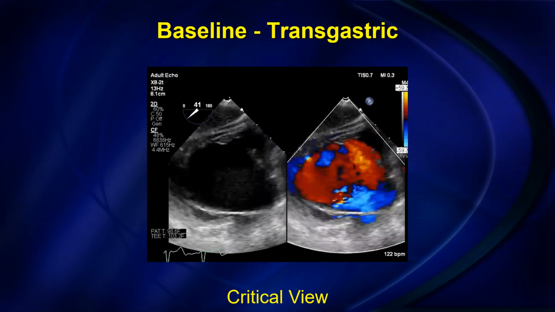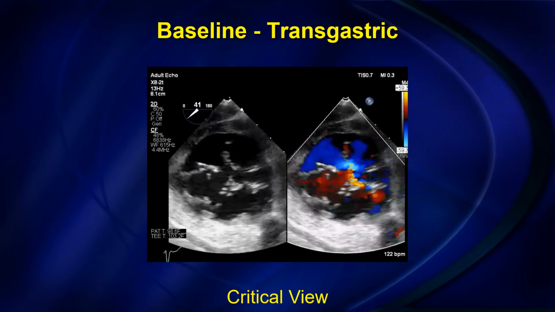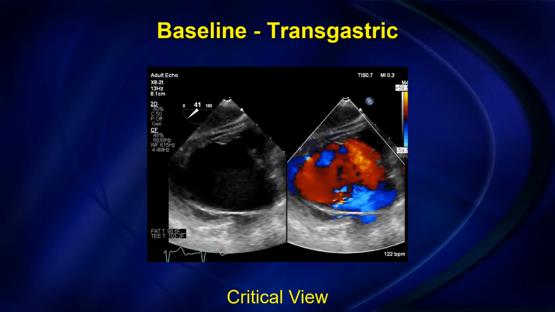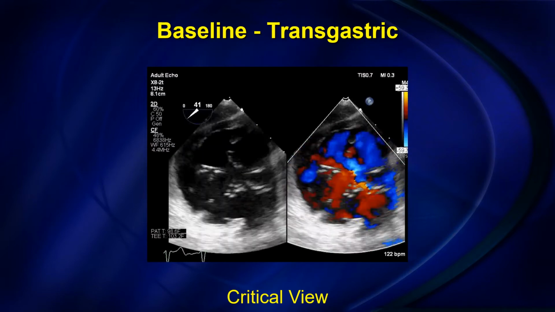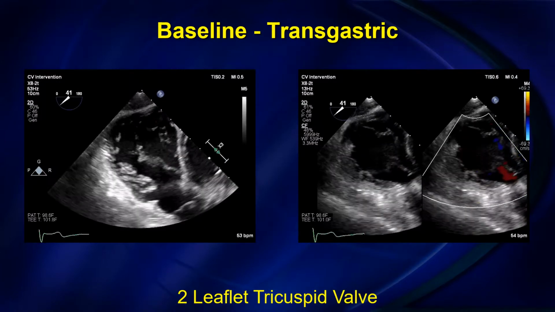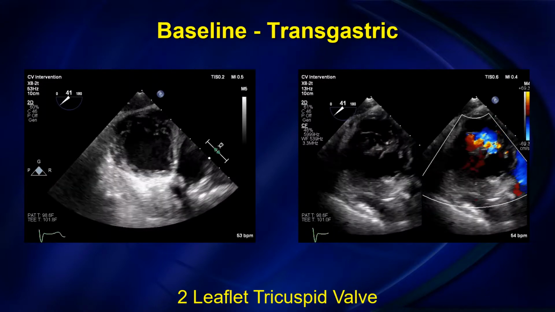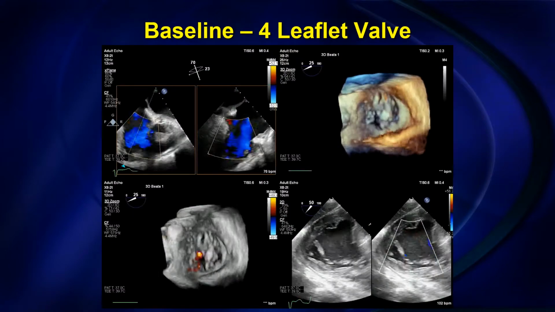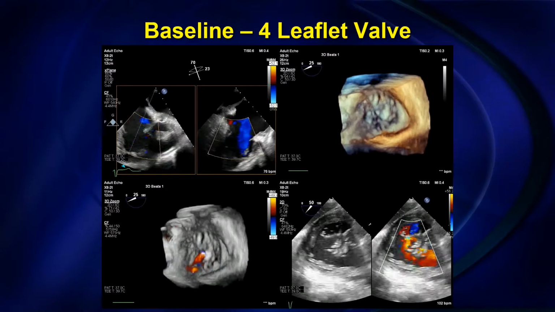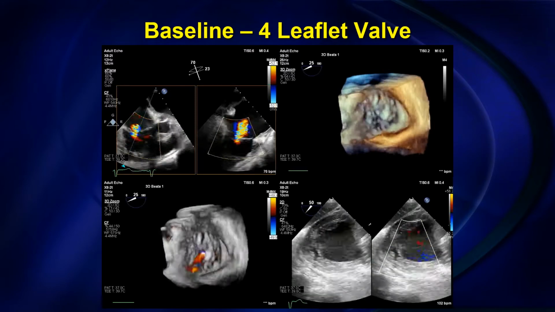One of the key critical views is the shallow transgastric short axis view. This gives us the best visualization of the leaflet tips and gap widths at different locations in the tricuspid valve. This example shows us a valve that is essentially bicuspid. This example shows a quadricuspid valve, best seen in the transgastric short axis view in the lower right.